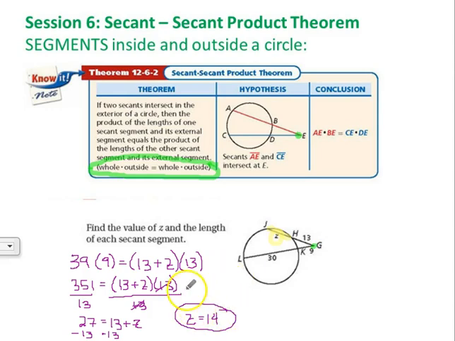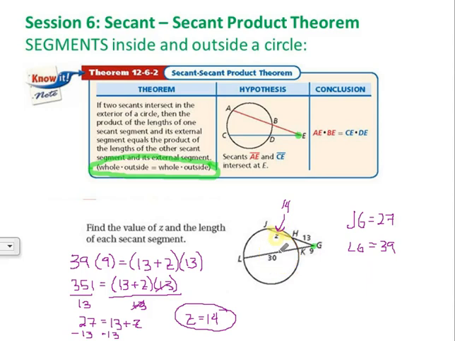So the problem asked us to solve for z, which we just did, and then the length of each secant segment. So then I could plug that in and add 14 plus 13 to get that entire length as well, which would be 27. So the length of JG would be 27. And we know the length from L to G is 39. So we did it. We used the secant product theorem to find the unknown.